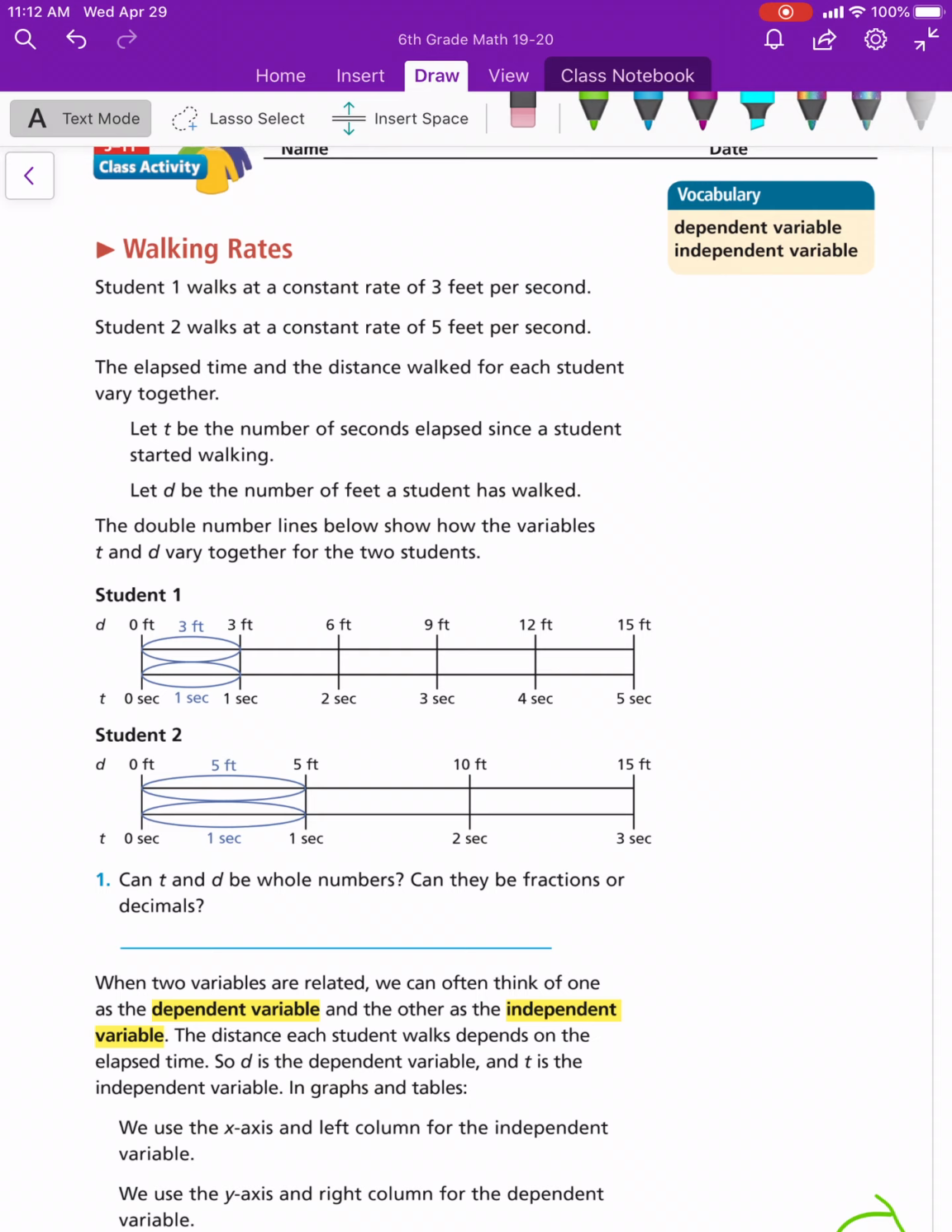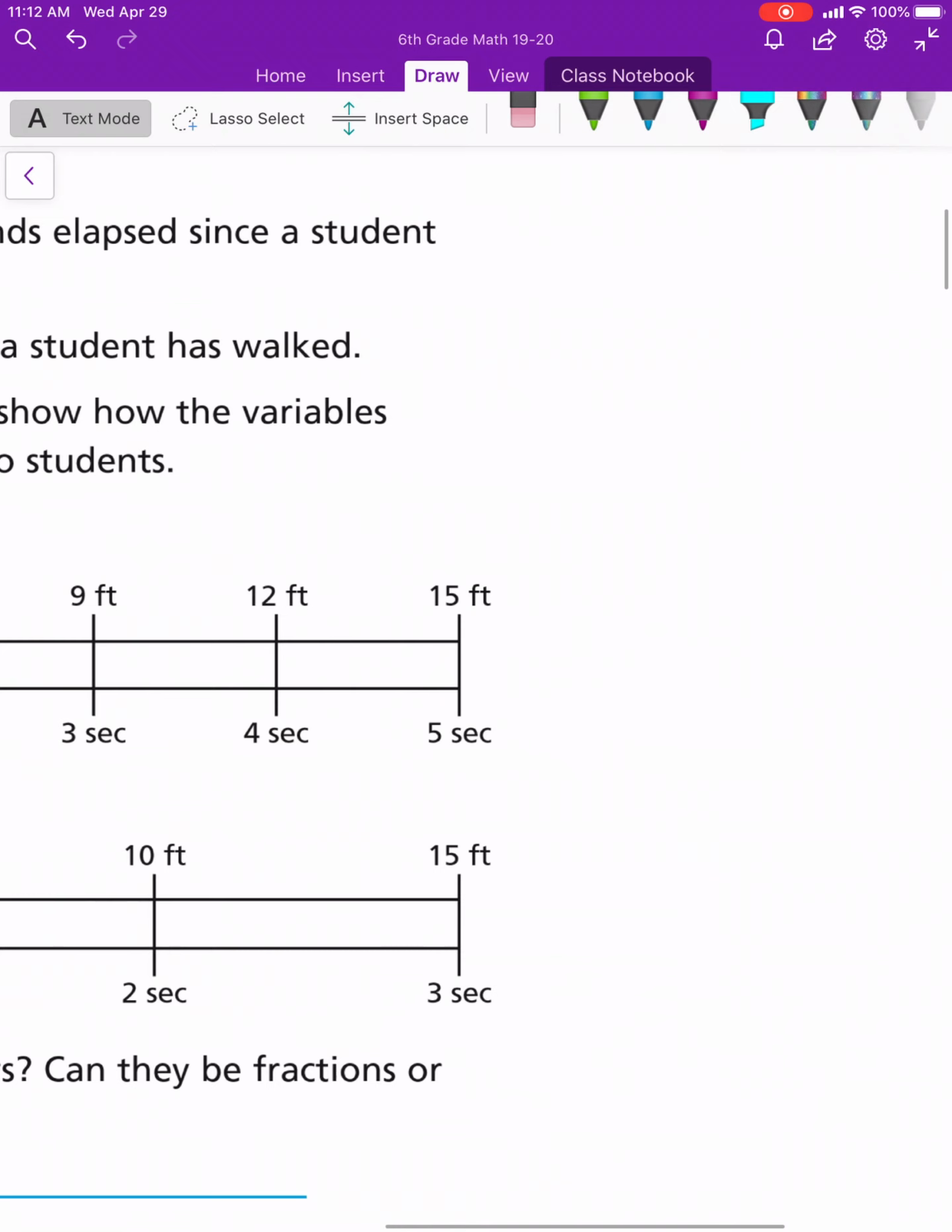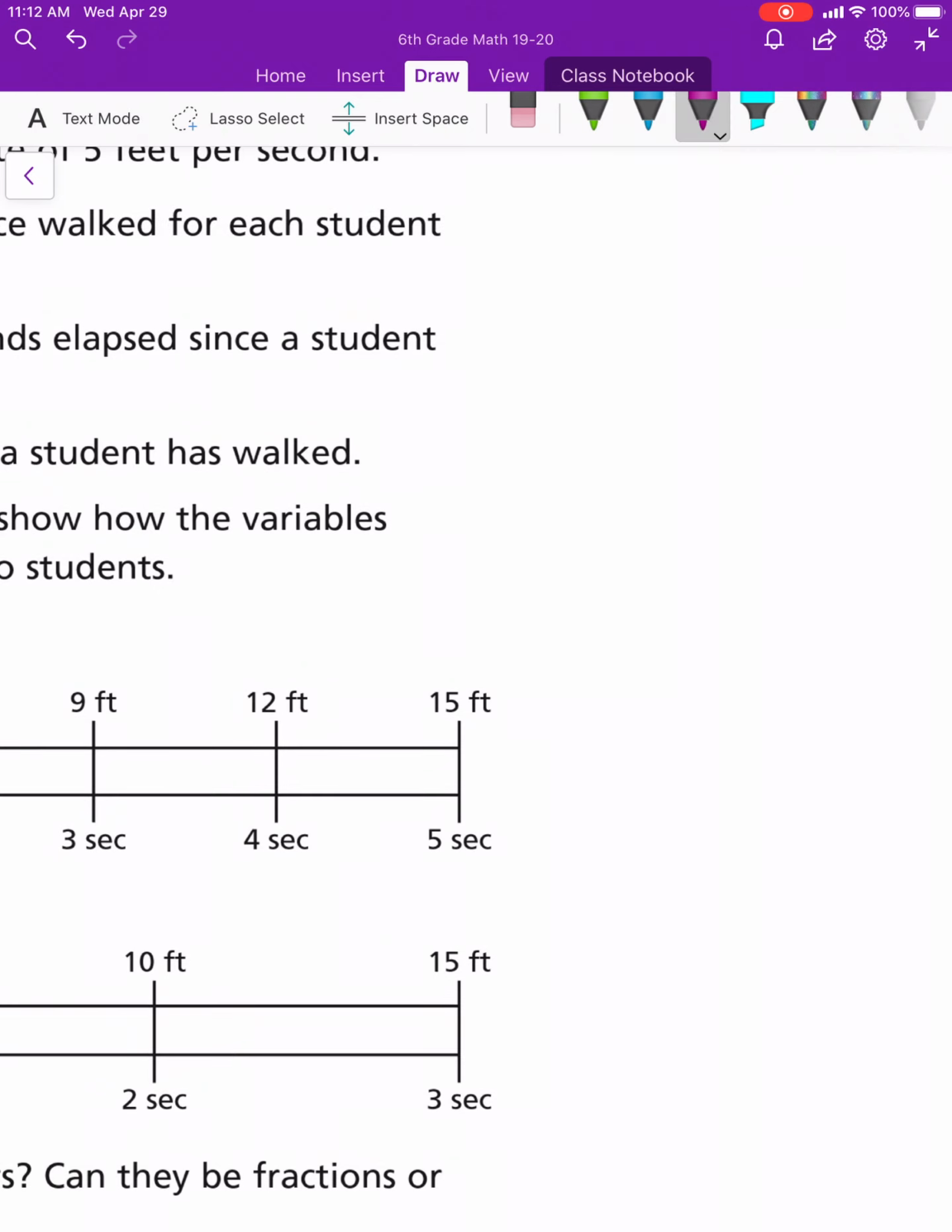So let t be the number of seconds elapsed since a student started walking. So t for time, let's just write that. Be easier for us. So t for time, and this is going to be used for the entire lesson. And then we'll say d for distance.